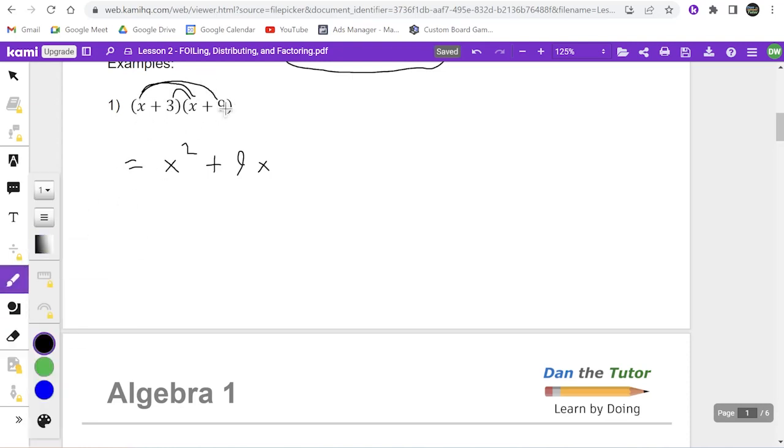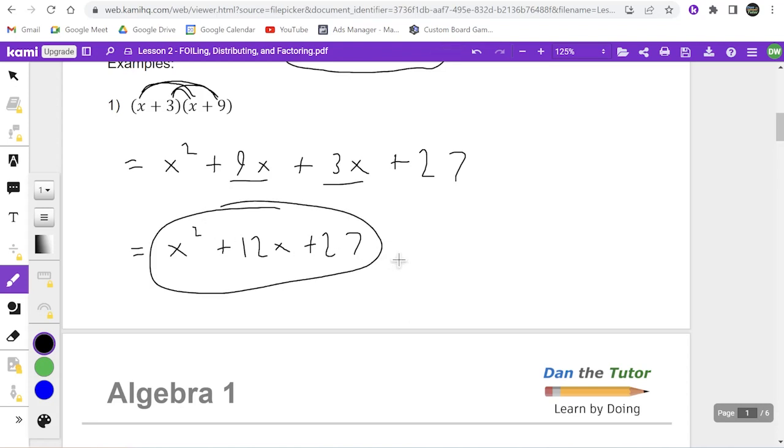The next thing we're going to do is the inner. The inner is 3 times x. So again, plus 3x. And then for the last, it's going to be the 3 times the 9. 3 times 9, hopefully you know that, it's 27. And I can combine the middle terms here, the 9x and the 3x, which will become 12x. So my final answer is x squared plus 12x plus 27. And there's my final answer for that one. Any questions?